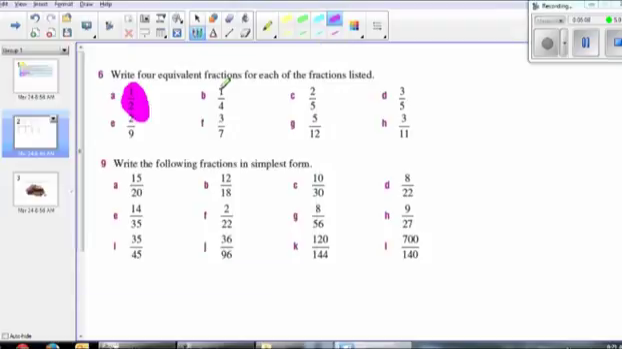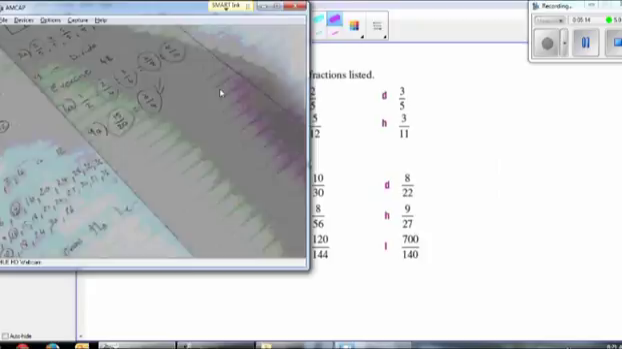Let's have a look at another one in question 9. Let's go D, 8 over 22.